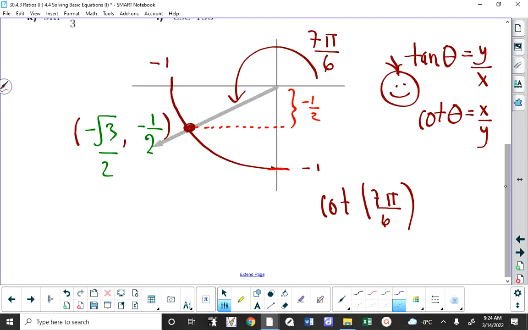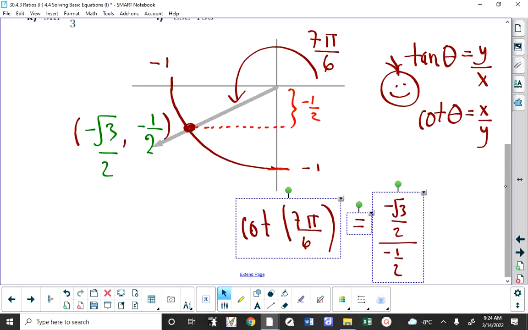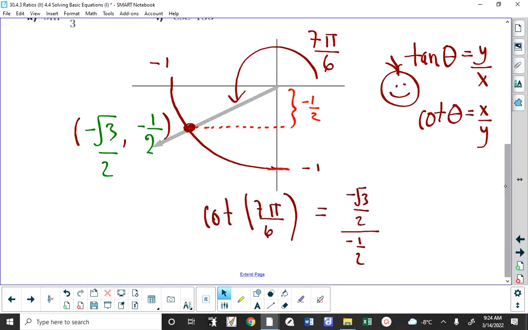But anyway, now that we've figured out it's x over y, I can look at the x coordinate, which is negative root 3 over 2. And I'm going to divide that by the y coordinate, which is negative 1 over 2. Kind of painted myself into a corner here. I need just a little more room. This is what you call a complex fraction, which we frown upon in math.